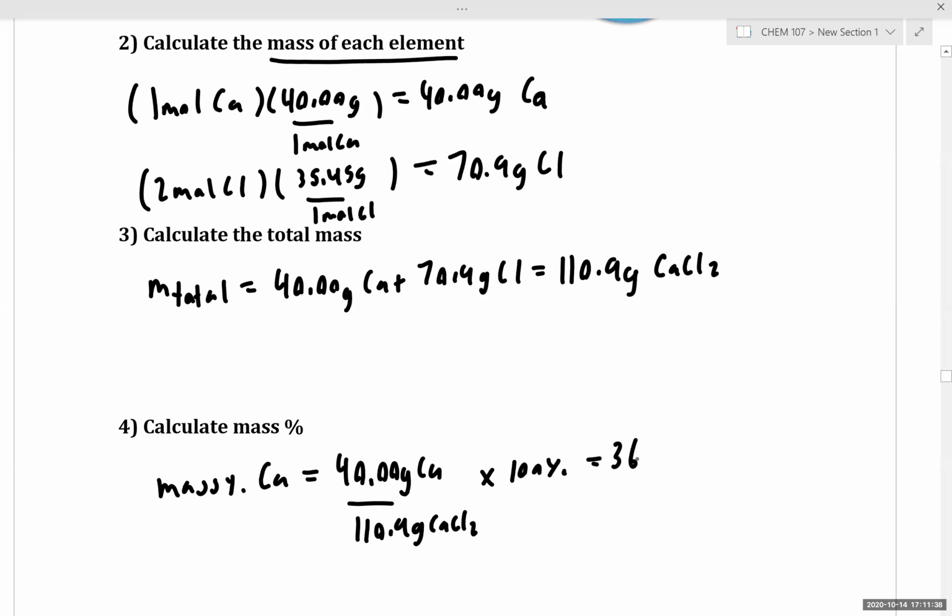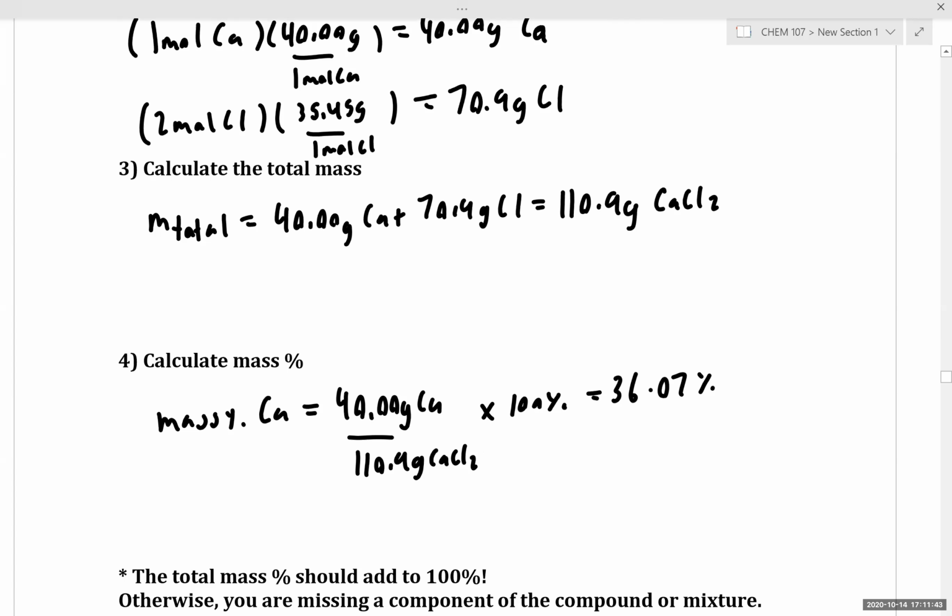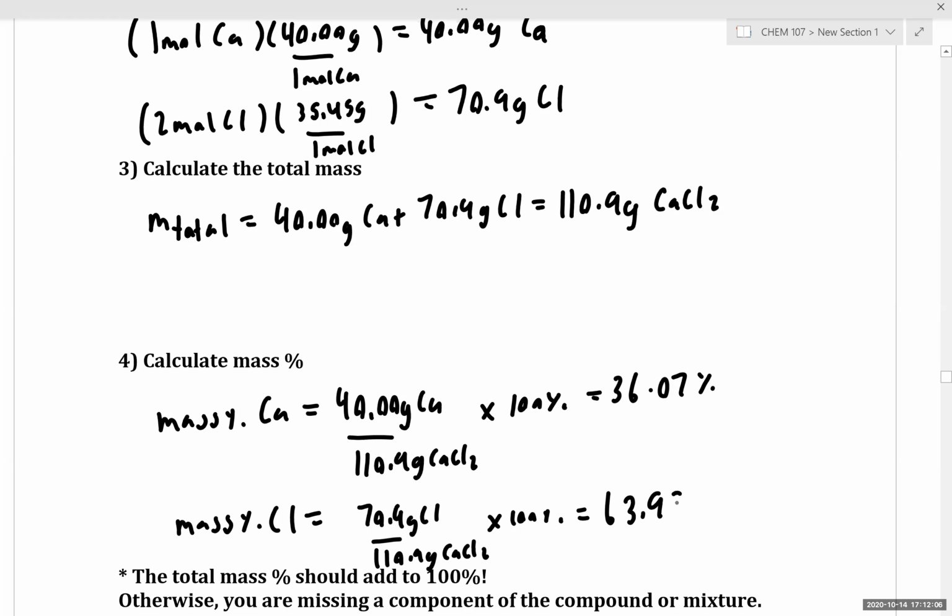And that in turn gives us 36.07%. The mass percentage of chlorine is equal to 63.93%. And as we see, if we add up our two mass percentages, they would add up to 100%.